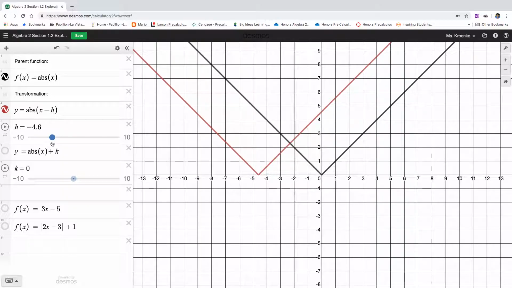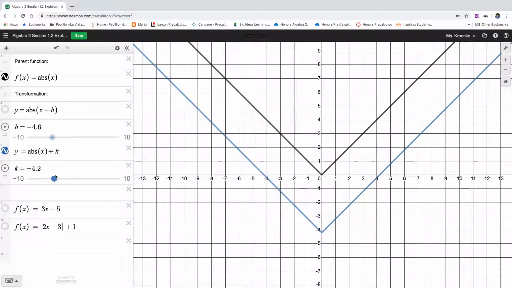Okay, I have another function where I'm going to take the absolute value, and instead of subtracting something on the inside, I'm going to be adding something on the outside. So if I put in positive values for my k, watch what happens to your graph. What are we seeing? It's going up, and if I put in negatives, it's going down.